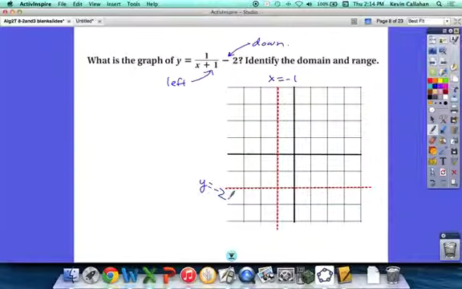Meaning, use these asymptotes as the center of the graph. Don't use the origin. Don't worry about plotting points. Just sketch. There's one branch, and there's the other. Right. What is the domain? Say again. x does not equal negative 1.